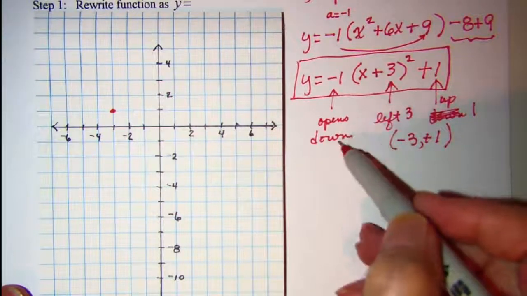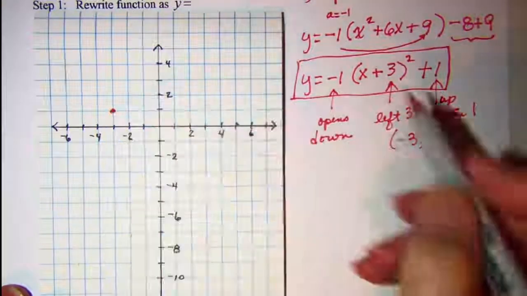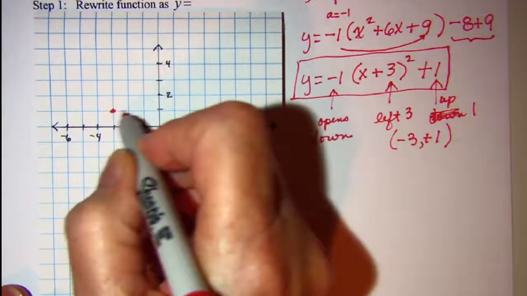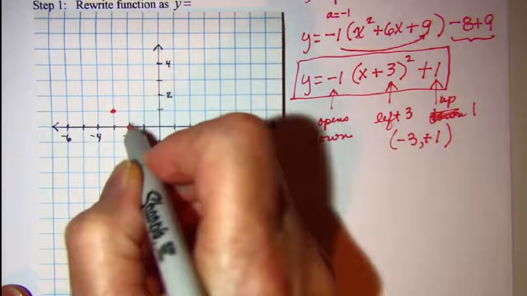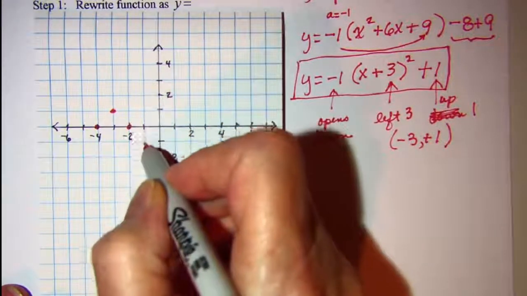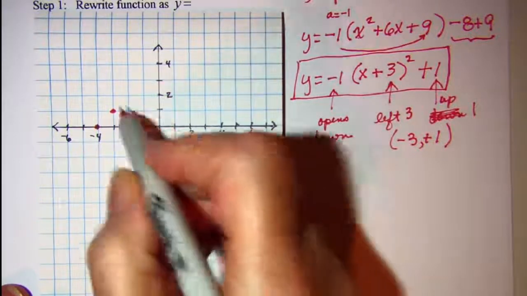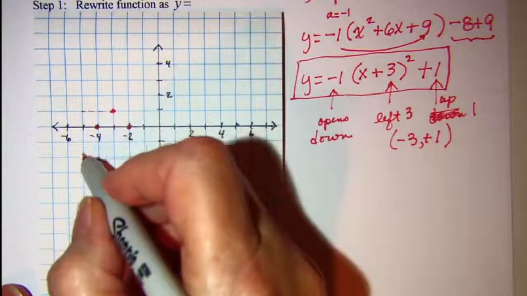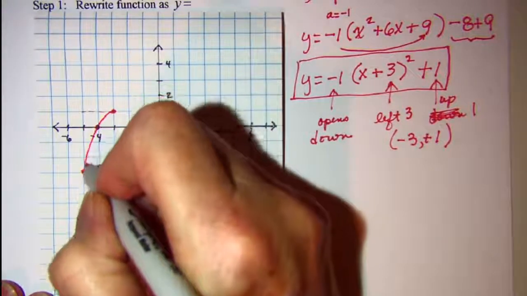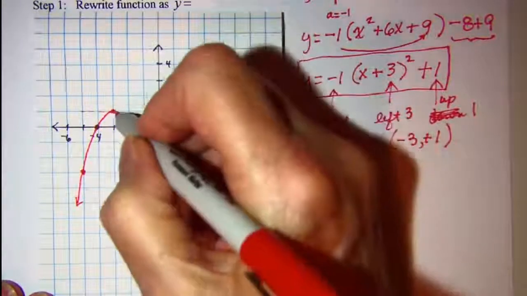It's opening down, and it's 1, so the basic graph, y equals x squared, is going right 1, down 1, left 1, down 1, right 2, down 4, left 2, down 4, and then I graph my parabola.